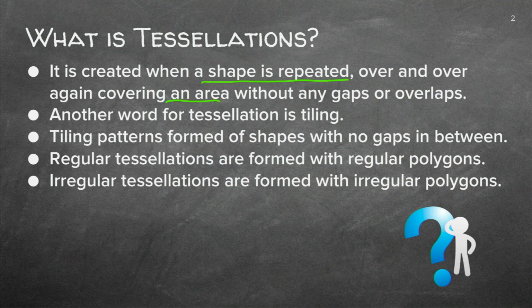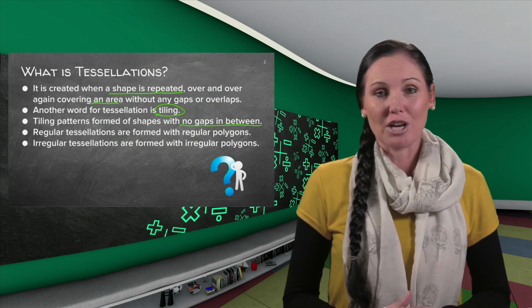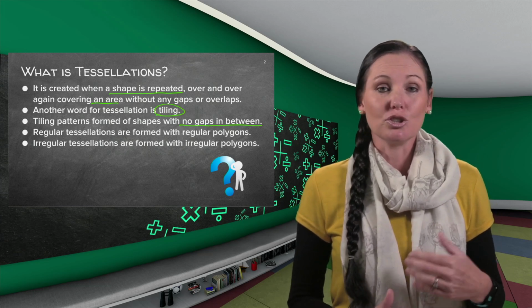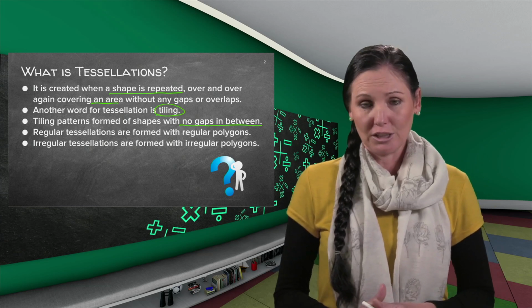Another word for tessellation is tiling, because remember I'm using shapes and I'm covering an area. Tiling patterns formed of shapes with no gaps in between. So we get regular tessellations, and that is where we use regular polygons. All the sides are equal to each other and all the angles are equal to each other. And then we get irregular polygons, and that's where we use 2D shapes where the polygons do not have the same length in the sides or the angles are not equal to each other.